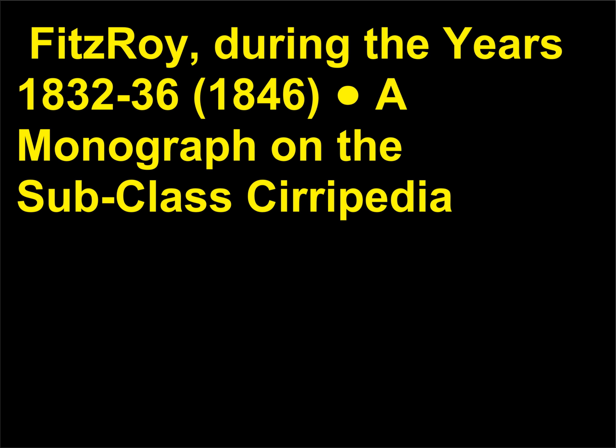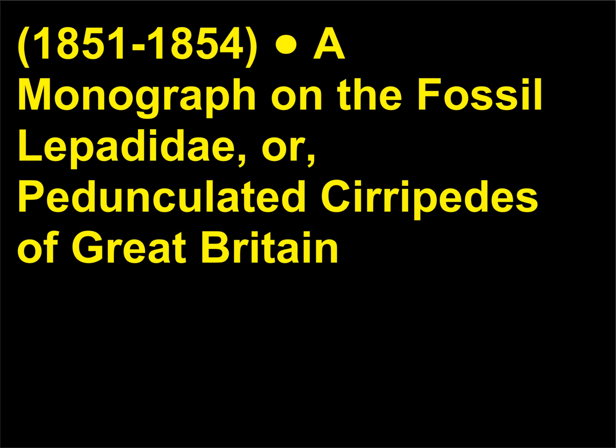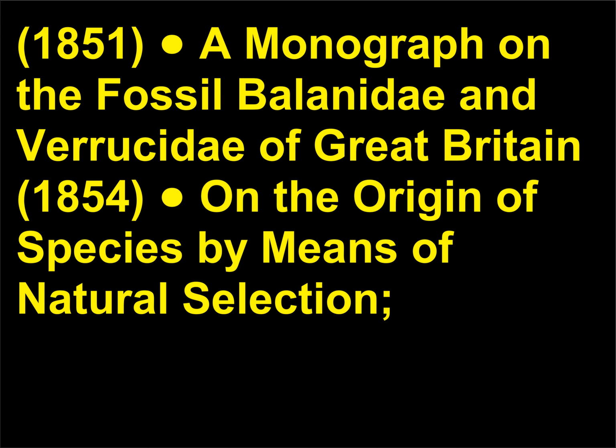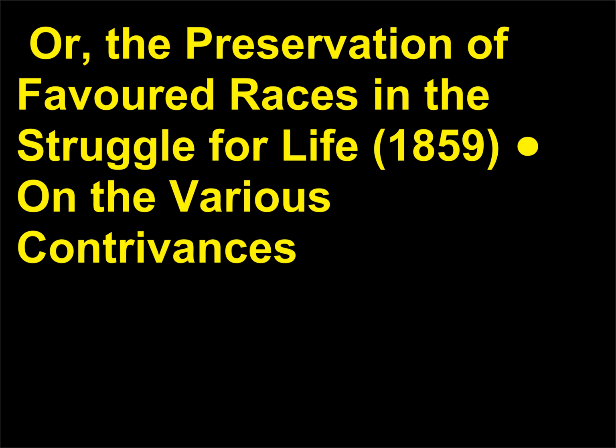1846, a monograph on the subclass Cirripedia. 1851 to 1854, a monograph on the fossil Lepadidae, or pedunculated cirripedes of Great Britain. 1851, a monograph on the fossil Balanidae and Verrucidae of Great Britain. 1854, On the Origin of Species by Means of Natural Selection, or the Preservation of Favored Races in the Struggle for Life.